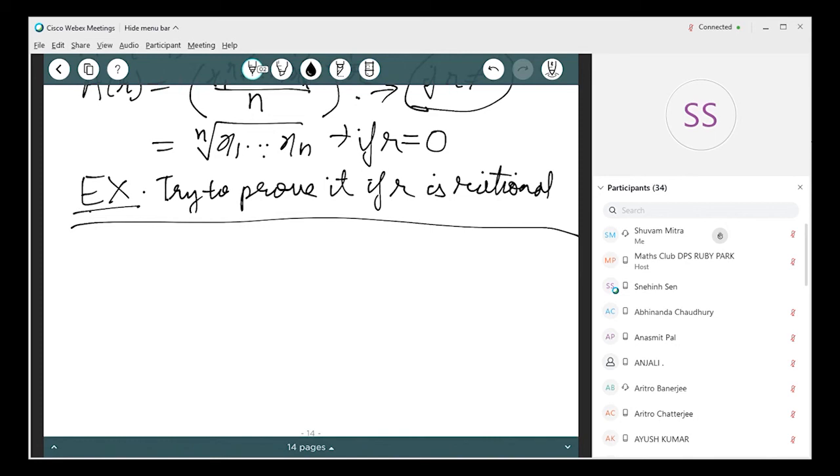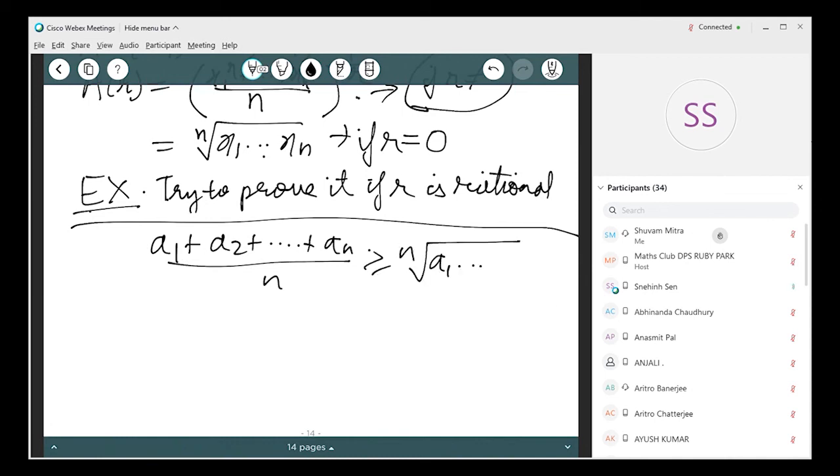Now, you already know the AM-GM inequality, right? This we have already discussed and you are already familiar with. We like to write it in a different form.